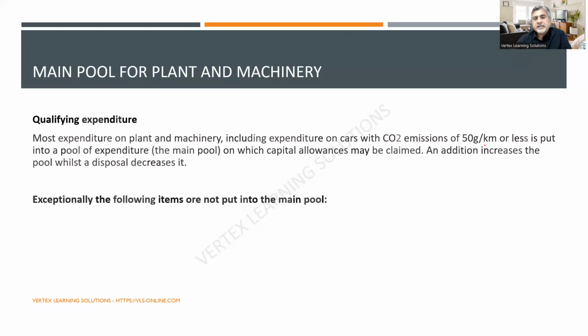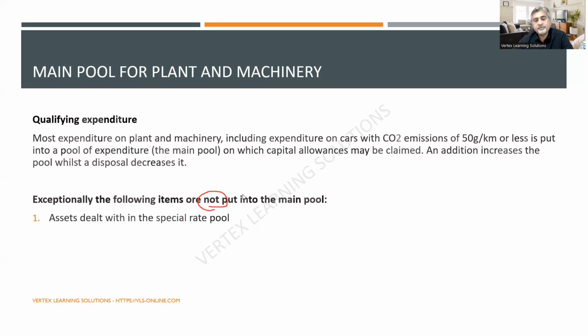It is possible that during the year, you might be making some increases, or maybe some decreases, in the main pool. Every year you buy more assets, you buy some equipment, it goes to the main pool. You buy a new car which has CO2 emissions less than 50 grams, it goes to the main pool. Then you sell some old equipment, it goes out of the main pool, so it decreases. Exceptionally, the following items are not included in the main pool. This you need to remember.